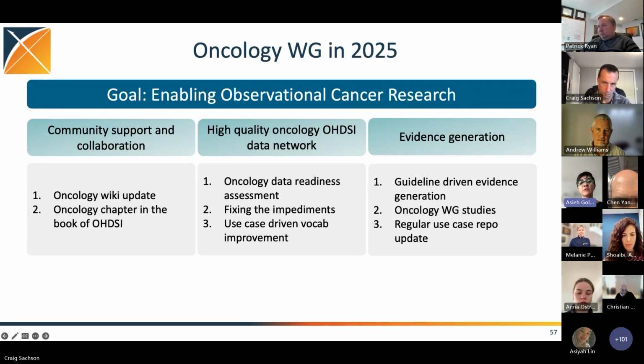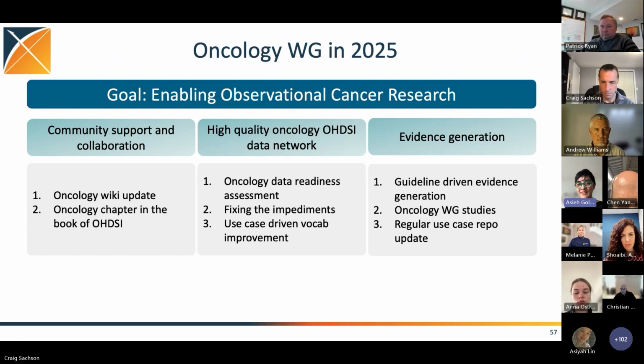The second piece is working on a high-quality oncology OHDSI data network, continuing the work that we did with the data readiness assessments, fixing the impediments, helping and supporting the data partners in fixing some of the issues and helping them get to the right level where they can comfortably and reliably answer and do oncology studies. And using that, we're going to have a use case-driven vocabulary improvement. What are the things that we still haven't addressed? Based on the use case, we can prioritize the work and continue working on that.